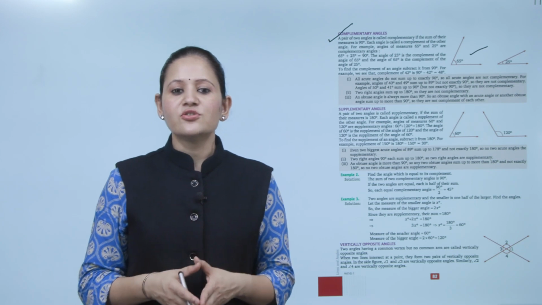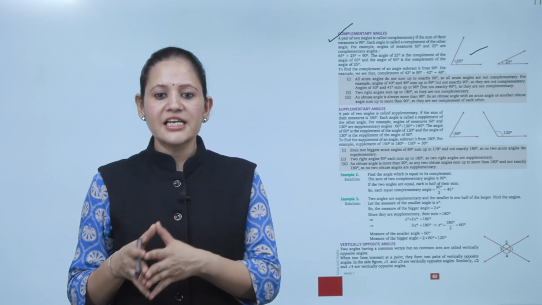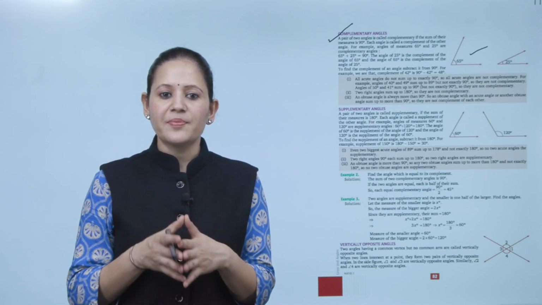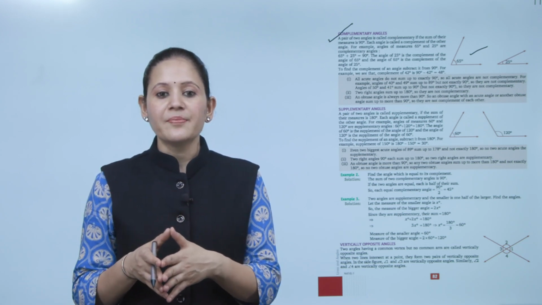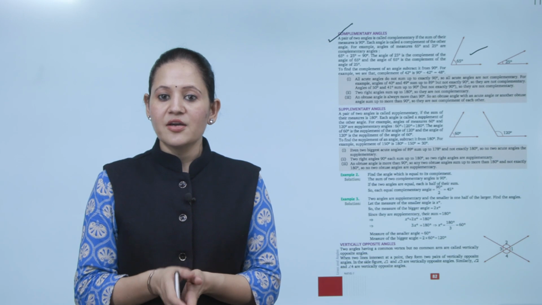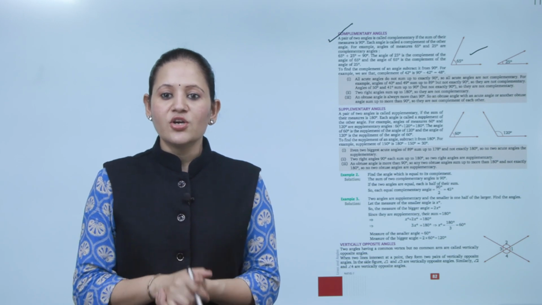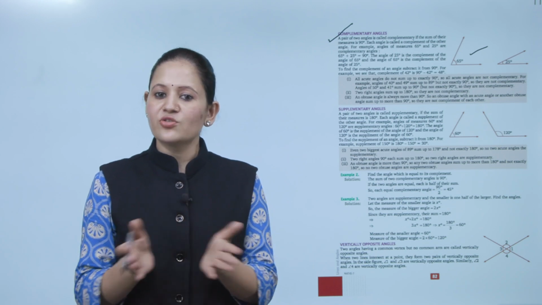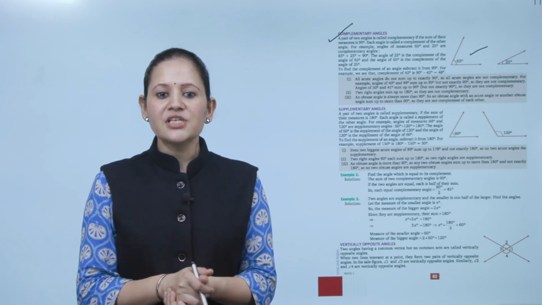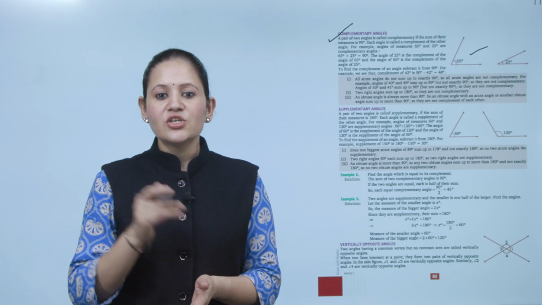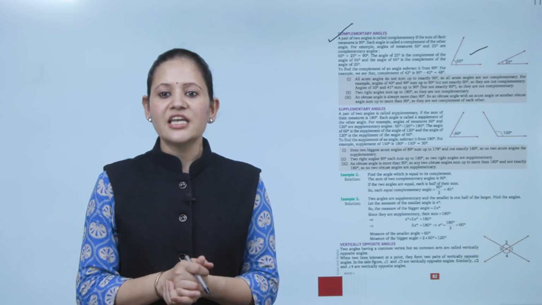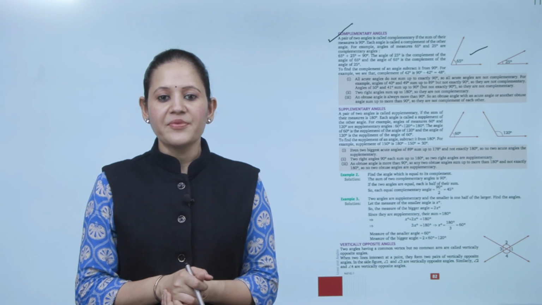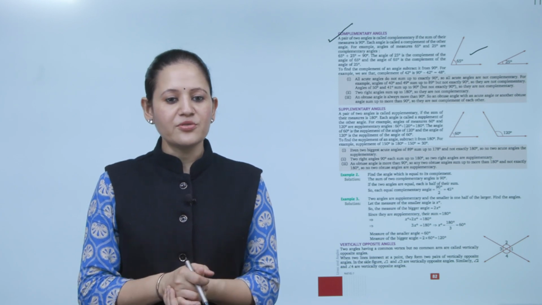All acute angles do not sum up to exactly 90 degrees, so all acute angles are not complementary. For example, the angles 40 degrees and 49 degrees sum up to 89 degrees, but not exactly 90 degrees. So they are not complementary. Two right angles sum up to 180 degrees, so they are not complementary. An obtuse angle is always more than 90 degrees. So an obtuse angle with an acute angle or another obtuse angle sums up to more than 90 degrees. So they are not complements of each other.